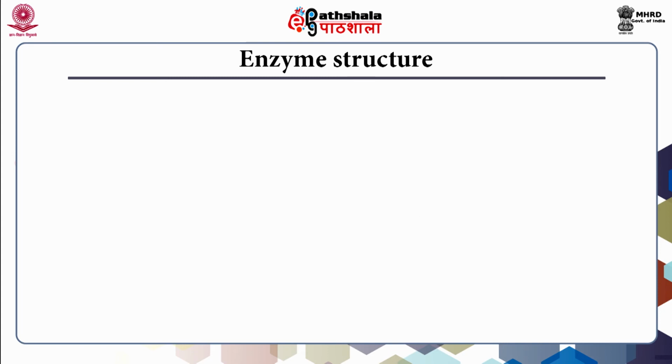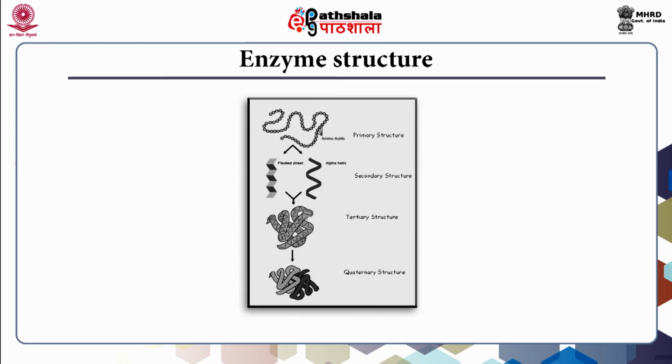This slide shows us the various components of the enzyme structure. Enzymes basically have 4 levels of structures as is shown in figure 1. These levels are primary structure, secondary structure, tertiary structure, quaternary structure.